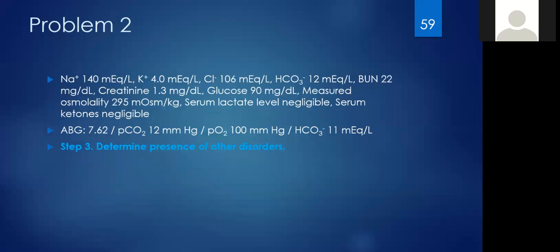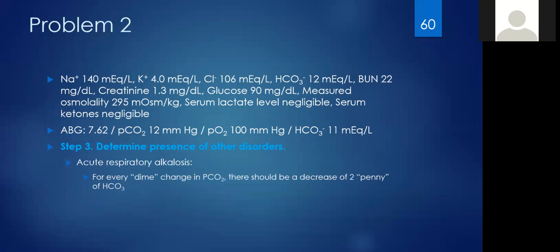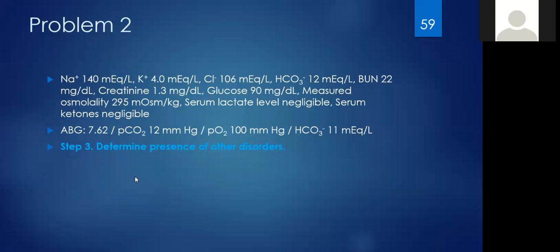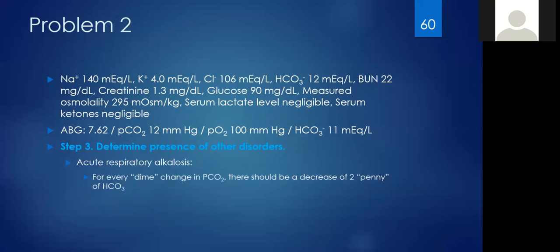Okay, step 3 is determining the presence of other disorders. For the acute respiratory alkalosis, which is what we're dealing with, for every dime change in PCO2, there should be a decrease of 2 pennies worth of bicarb. So again, here's our dime change of PCO2, which we figured out on our last slide. Again, it's 40 minus 12, which is 28, divided by 10. So there's our 2.8.